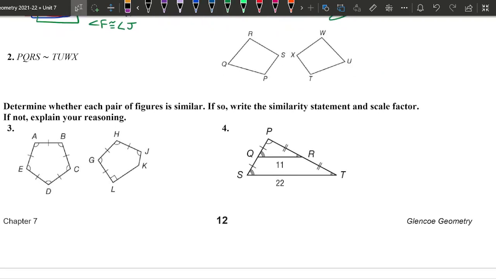On the next part, it says determine whether the pair of figures is similar. So this time we don't know that they are. We're not told that they are. If so, write the similarity statement and scale factor. If not, explain your reasoning. Okay, so number 3. Are these figures similar? No. They are not similar. Explain your reasoning.